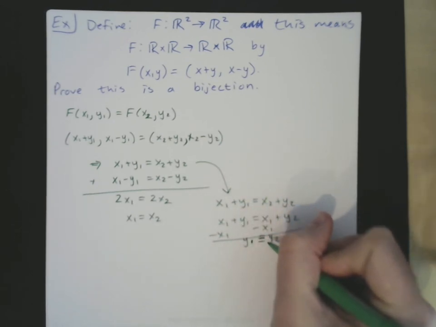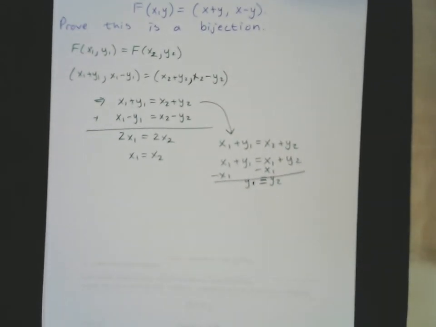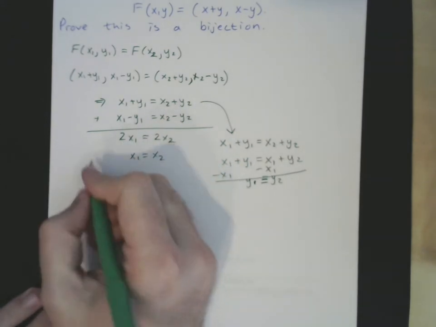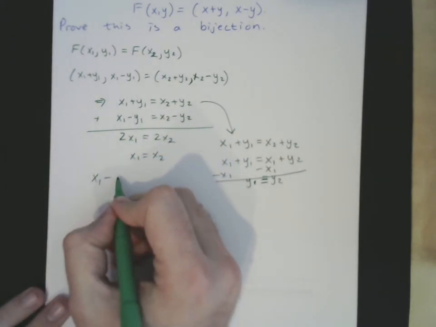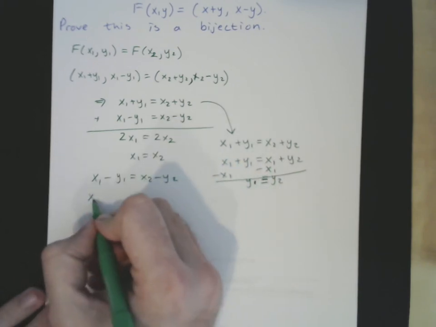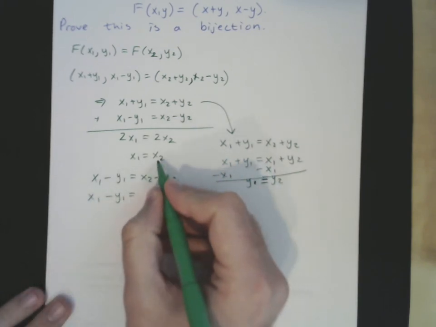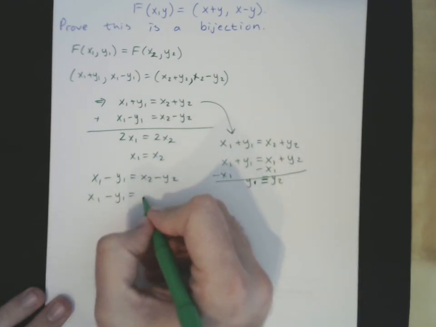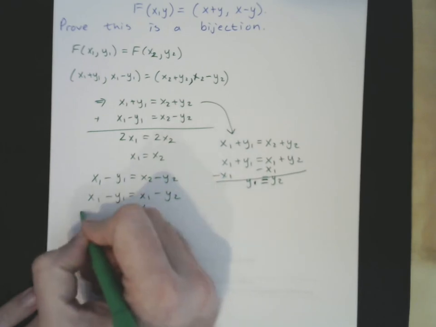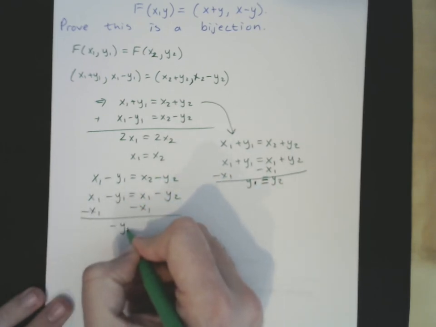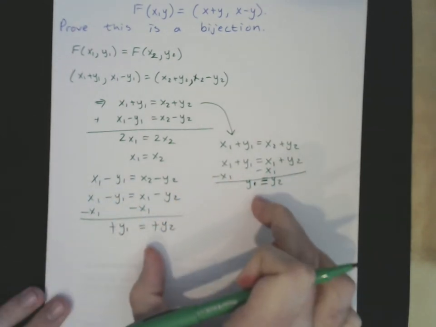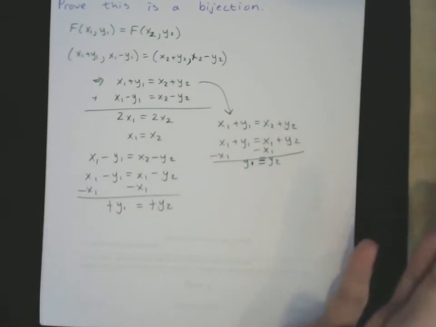Wow, I went right through my equation there. Okay, so definitely true for that first equation. The second one, x1 minus y1 equals x2 minus y2. x1 minus y1 has to equal, using this substitution, x1 minus y2. Again, minus that x1, minus y1 equals minus y2. Divide by negative. Same result in both. So we know that this is true.